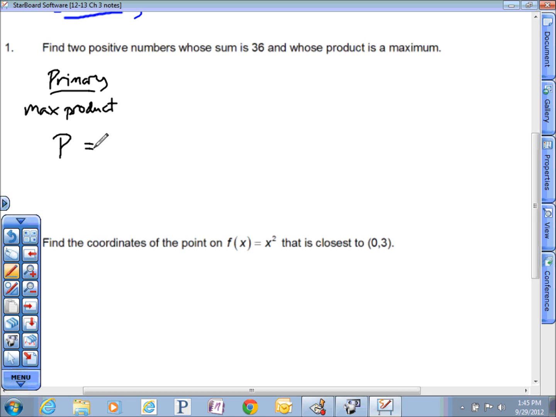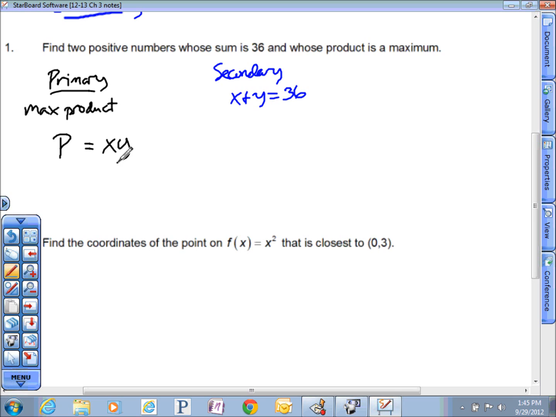So my secondary equation, what do I have? Well, it looks like I'm probably going to say x plus y, if I call those my two numbers, is equal to 36. So what's the purpose? Well, now the black equation, the primary one, we want the product of those two numbers. So we're going to say those two numbers multiplied together would be my x and my y. Secondary equation, we've got two variables. We're going to try to isolate them.